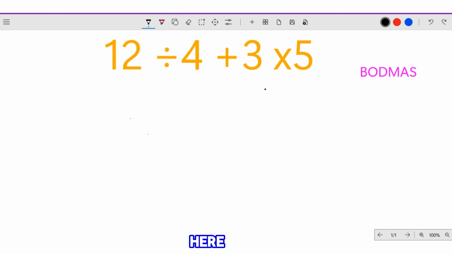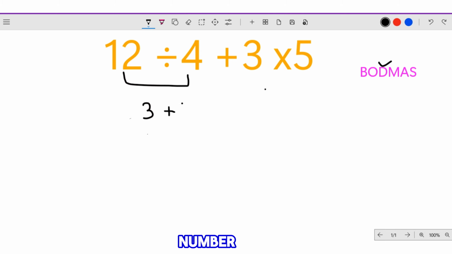Friends, today we are here with another question of mathematics, and this question will be solved with the help of BODMAS. The question stated that 12 divided by 4 plus 3 into 5 will be equal to what? So according to the BODMAS, first we have to solve the division. So 12 divided by 4 will be equal to 3.